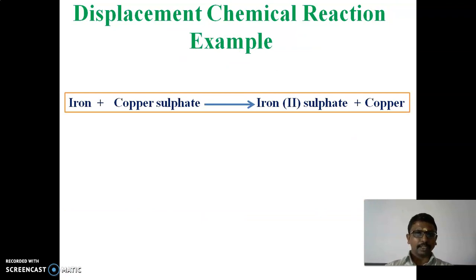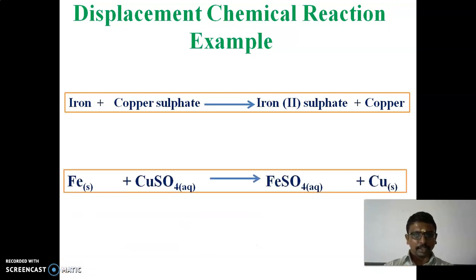The first example is iron plus copper sulfate gives iron 2 sulfate plus copper. So what is the symbol for iron, children? Fe. And what is the symbol for copper sulfate? CuSO4. It gives iron sulfate, that is iron 2 sulfate, plus copper. You can see here iron. So iron is more reactive.